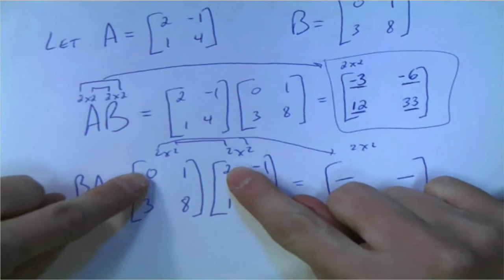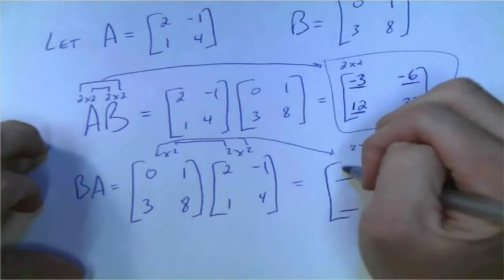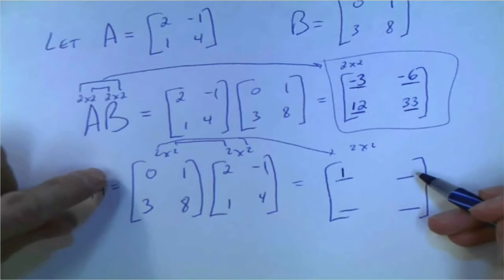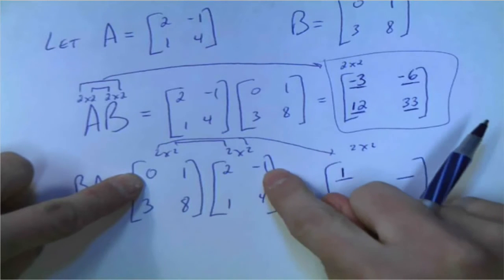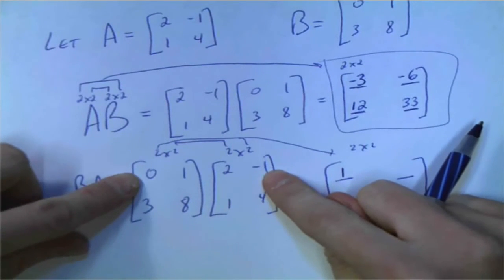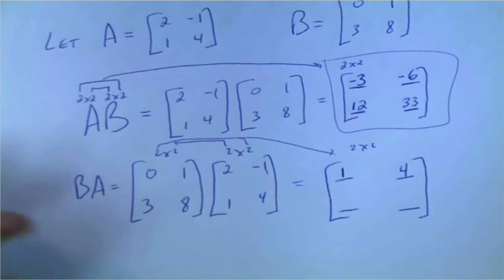Multiply those together. 0, then your fingers move. Plus 1. So that would be a 1. And then to get this second entry right here, we're going to have the first row, finger in the first spot. Second column, so index finger goes to the second column. Multiply together. 0, then your fingers move. Plus 4. So that would be 4.